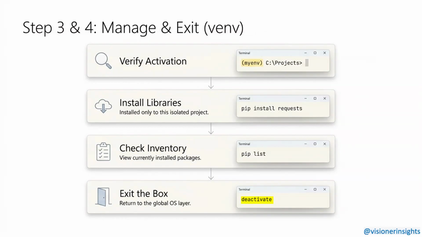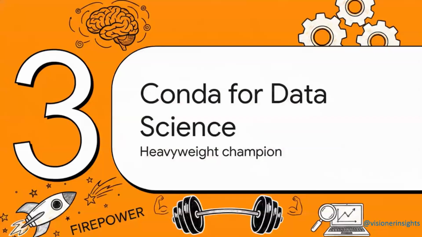From here, you can install libraries, like the requests library, specifically into this isolated project. You can check your inventory anytime by typing pip list to see exactly what's inside, and then when you're completely done for the day, you safely exit the box and return to your global system just by typing deactivate. Simple as that.